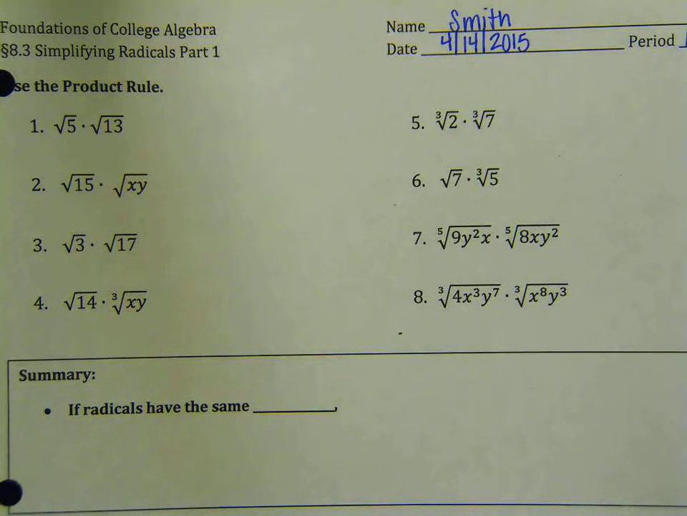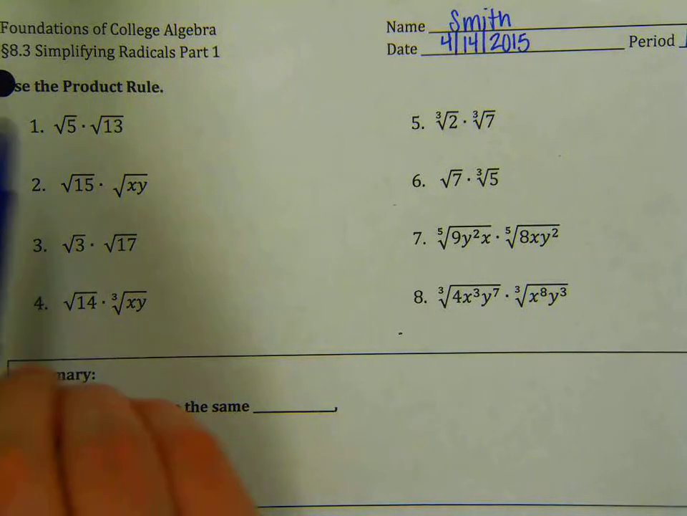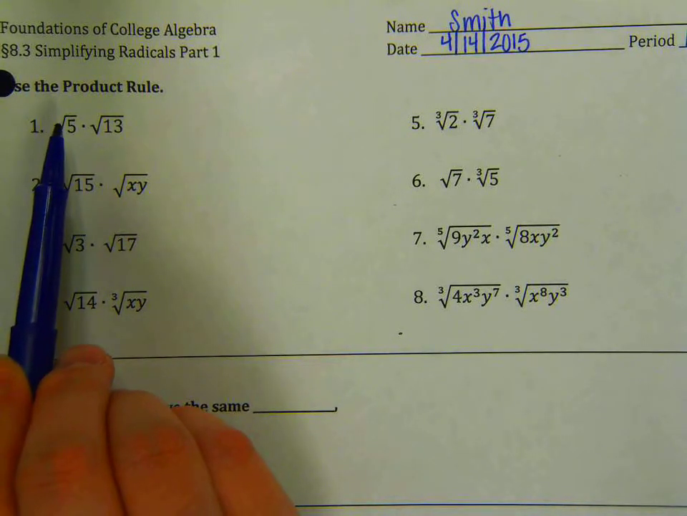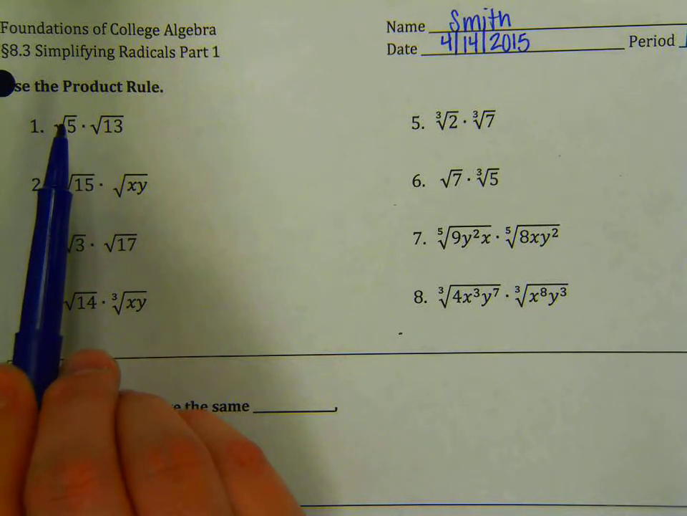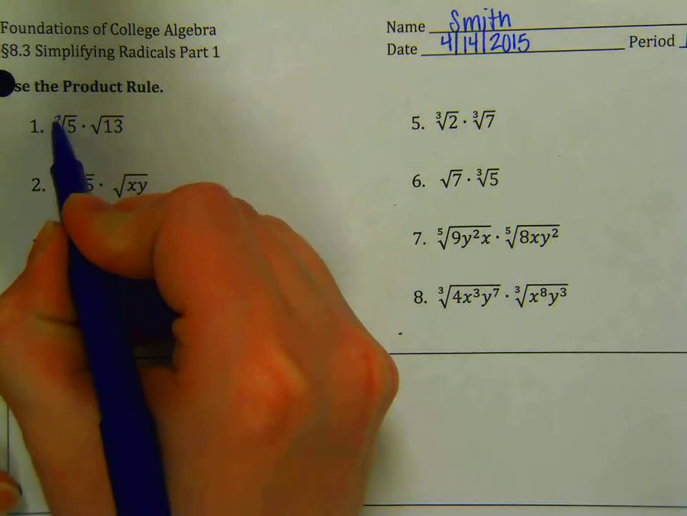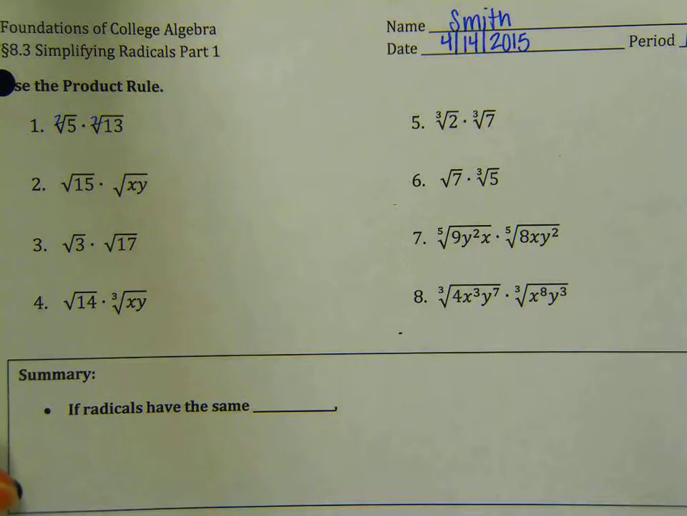We're using just the plain product rule. And the product rule states that if I have the same index, so I have an index of what in here? If it's not listed, what is it? It's a 2, right. So I have an index of 2 here, an index of 2 here, which means that I have the same index. I can multiply whatever's underneath the radical, and that's called the radicand.